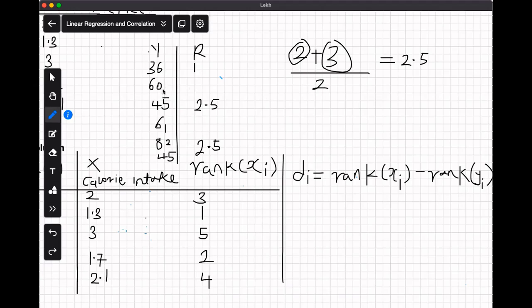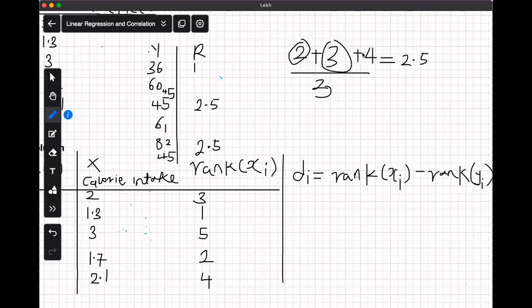45 is appearing 3 times. If we have 45 again, then we would have taken 2 plus 3 plus 4 divided by 3. What are the numbers we have? We have 45 appearing 3 times, so we are dividing by 3. And we are taking the next ranks that start from the first 45, which is 2. So 2, then you take 3, then you take 4.